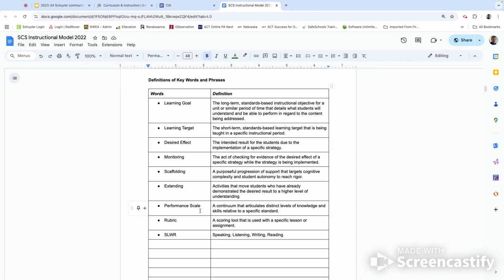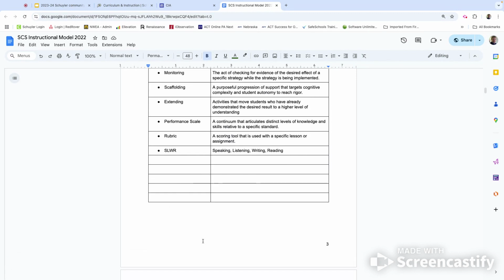On the other hand, a rubric is different in that it is just based on one assignment. It's basically telling you how students can score on that one assignment. What are all the expectations in that assignment? And then simply, SLWR is just speaking, listening, writing, and reading. You just might see that in here. So it's just important to point it out to you. That's really a part of our EL processes and programs.